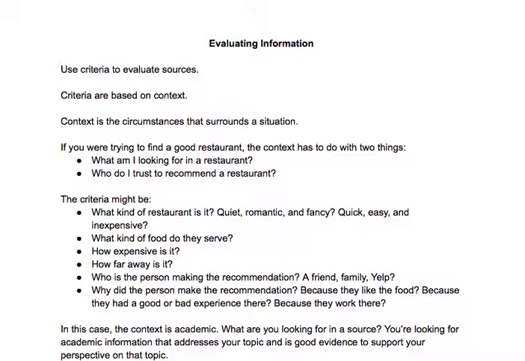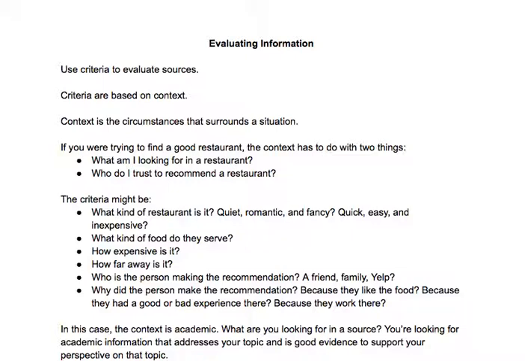Evaluating information. Use criteria to evaluate sources. Criteria are based on context. Context is the circumstances that surround a situation. If you are trying to find a good restaurant, the context has to do with two things. What am I looking for in a restaurant, and who do I trust to recommend a restaurant?